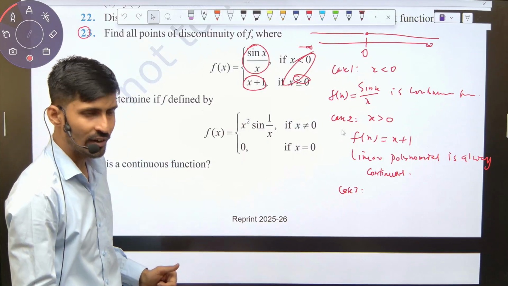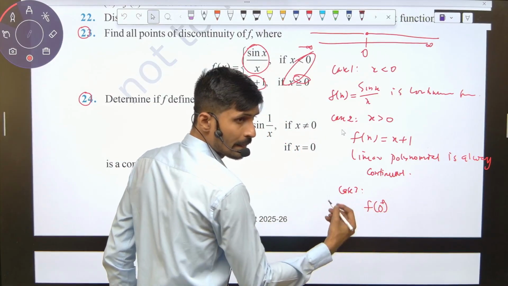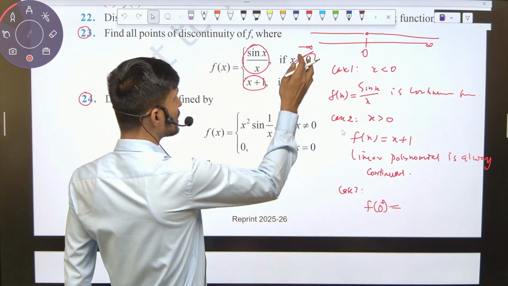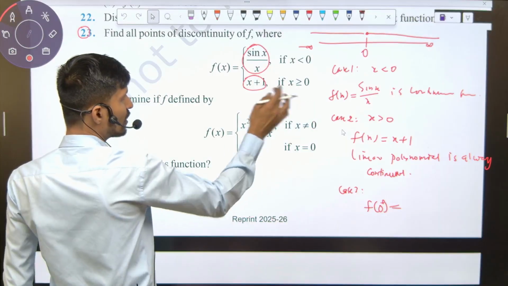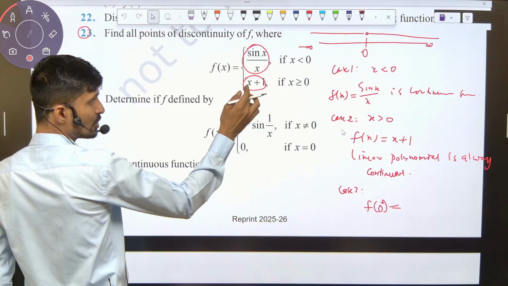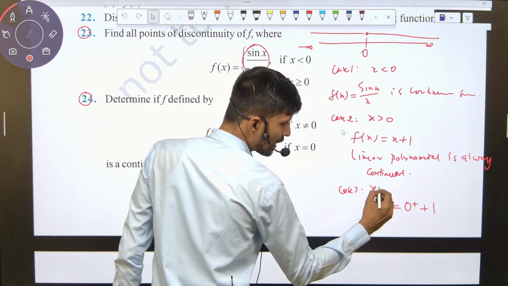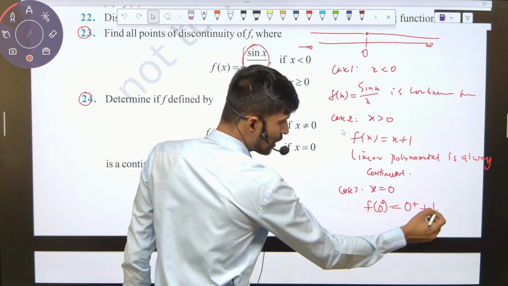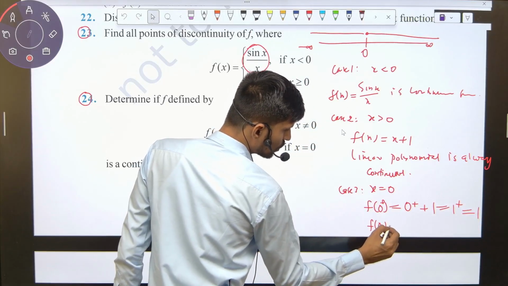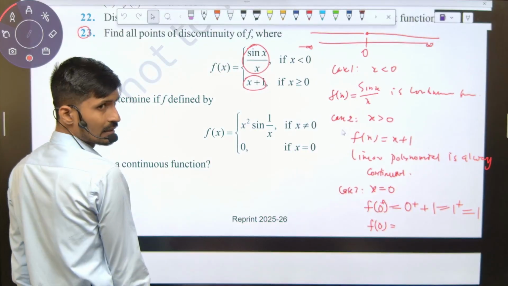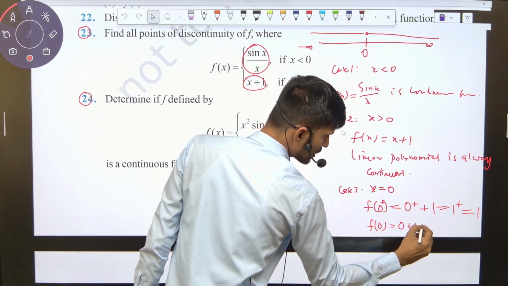Now at 0, I will find f of 0 plus. Tell me, f of 0 plus, will I find it from the first function or the second function? Second. So 0 plus plus 1. And when you write here x equals to 0, the case starts. So what will we get here? 1 plus, and 1 plus will be 1. Now I'll find f of 0. Where will I find f of 0? First or second? Second, because for x equals 0 we have to consider this. This will become 0 plus 1 and that will become 1.